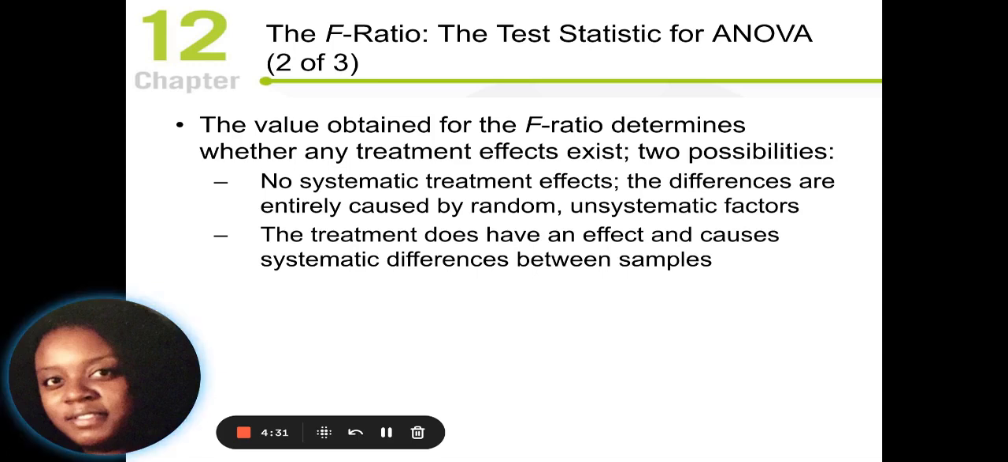The value obtained for the F ratio is going to determine whether any treatment effects exist, and there are two possibilities. There are no systematic treatment effects, which means the differences are entirely caused by random, unsystematic factors, or the treatment does have an effect and causes systematic differences between samples.